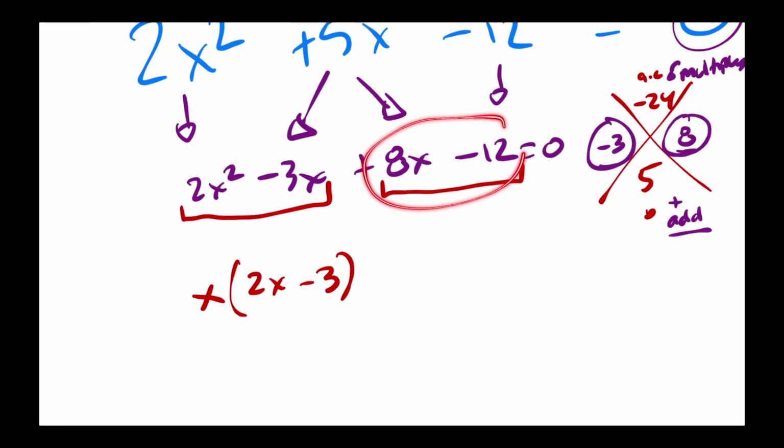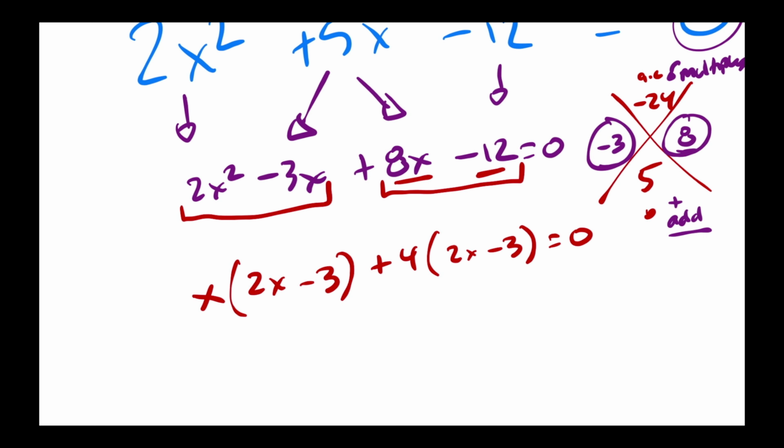And then for this group, what can I take out? Well, that doesn't have an x, so I can't take out an x. But what does 8 and 12 have in common? What can I divide both of those by? What can I factor out of an 8 and a 12? Come on, people. What can I divide 8 and 12 by? 4. Thank you. A positive 4. Make sure you put that plus or minus right there. A positive 4. So if I take out a 4 from here, I'm left with 2x. If I take out a 4 from here, I'm left with minus 3. And that equals 0. That's exactly what I want.